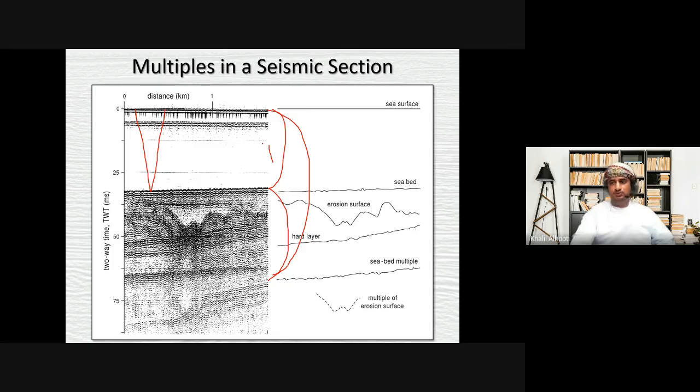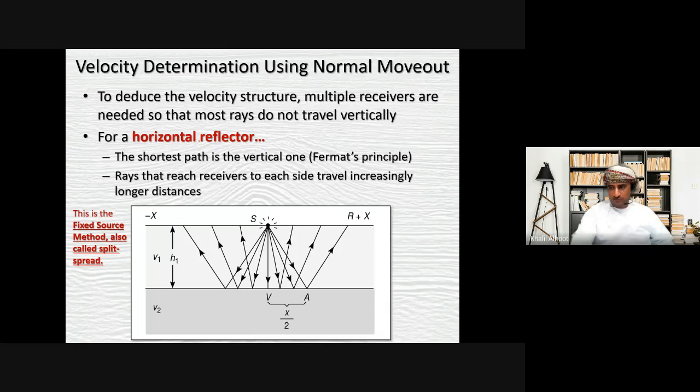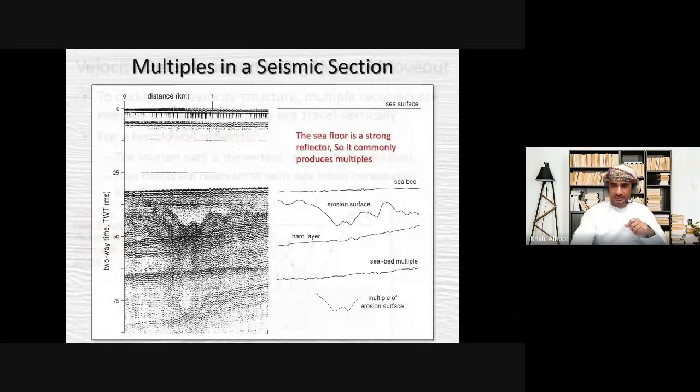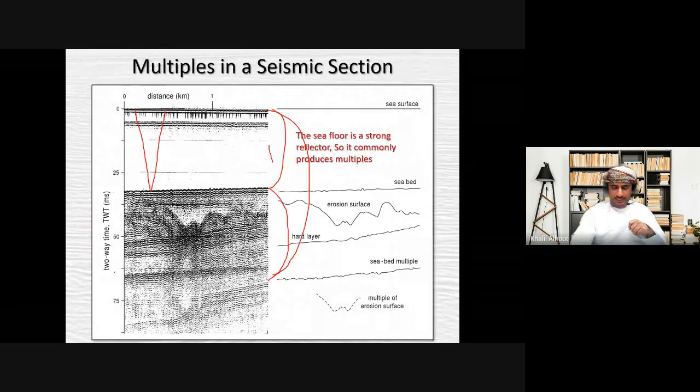And that's what we call multiples. Multiples are always considered as noise in seismic sections. So all of that, we need something. We are interested in an important parameter, which is our main concern: to convert these times, or this domain, the X domain, from time to depth.